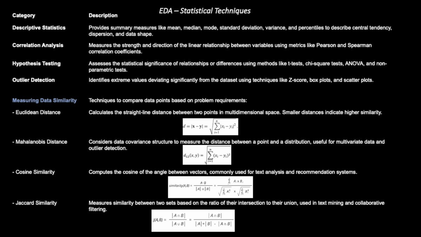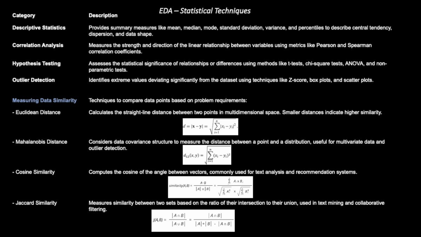Mahalanobis distance is a metric that takes into account the covariance structure of the data. It measures the distance between a point and a distribution, accounting for the correlations between variables. Mahalanobis distance is useful when dealing with multivariate data and is particularly relevant in outlier detection.